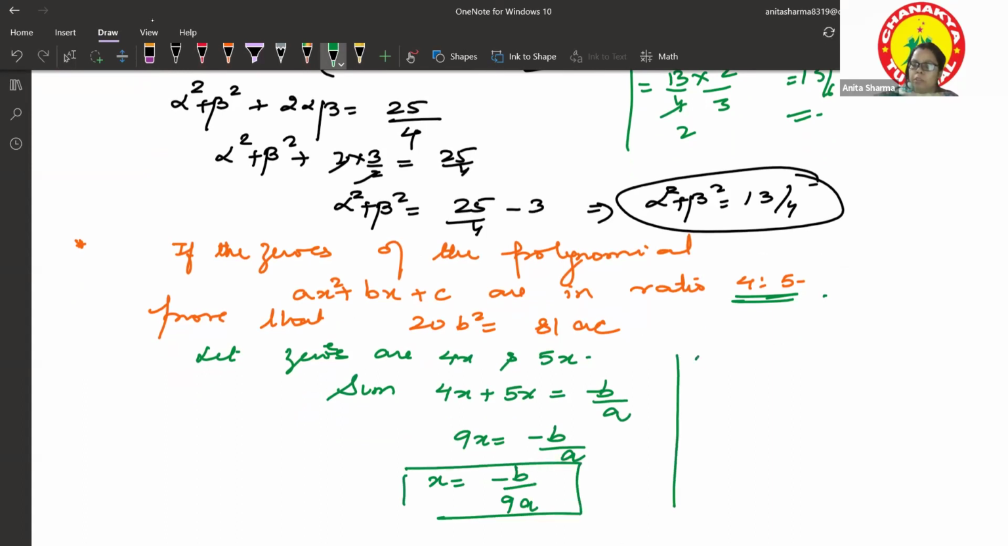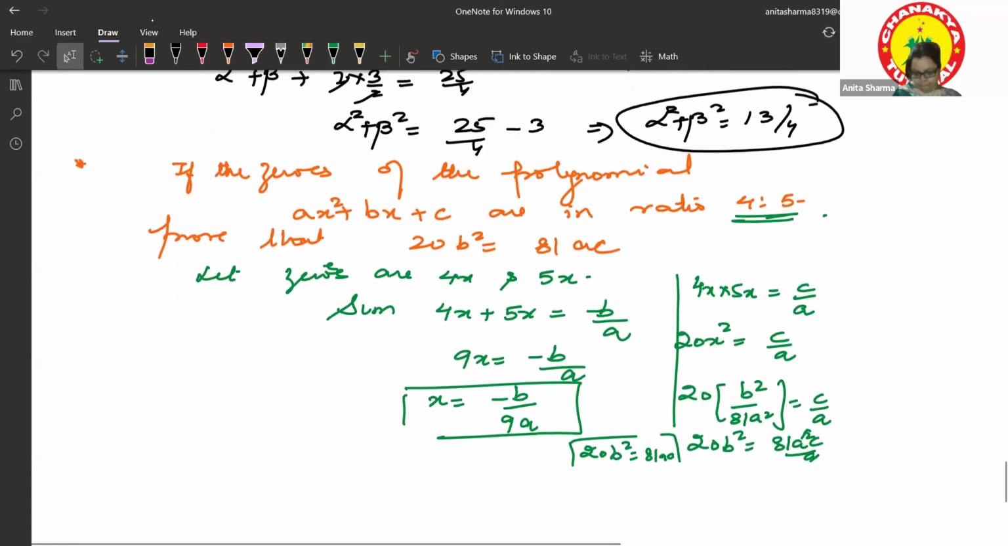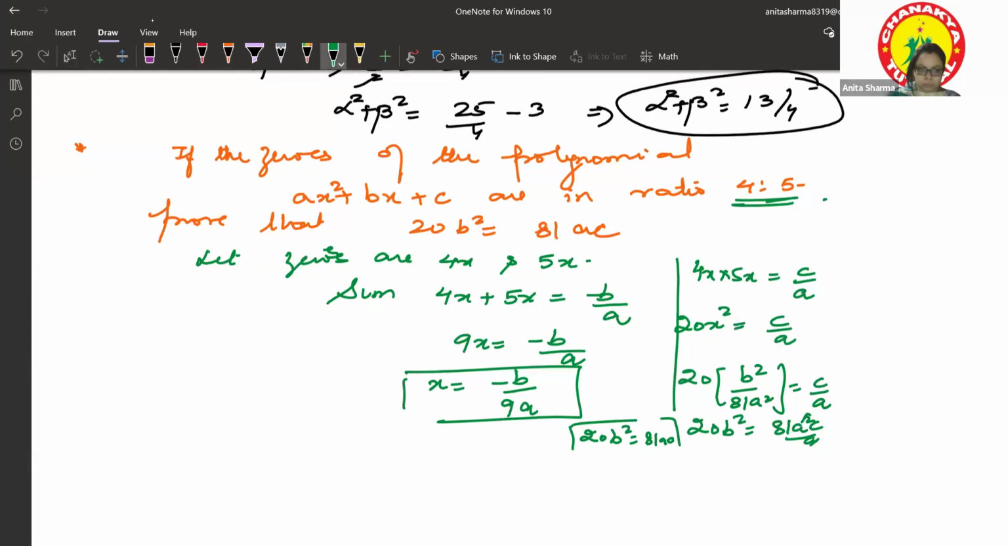Now calculate the product of the zeros. So 4x into 5x is equal to c by a. So 20x square is equal to c by a. So 20 into b square upon 81 a square is equal to c by a. So 20b square is equal to 81 a square c by a. A cancels. So 20b square is equal to 81 ac. Hence proved. Understood? Understood, beta? Yes, ma'am.